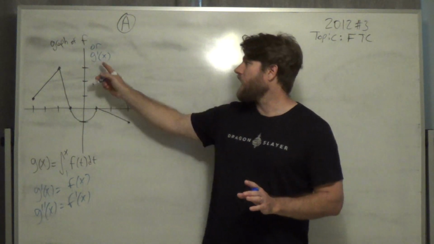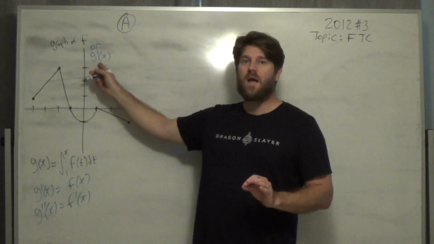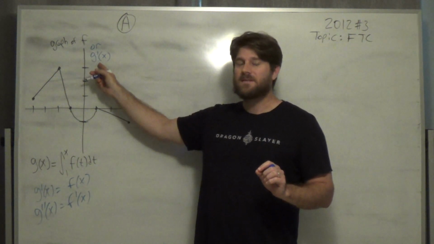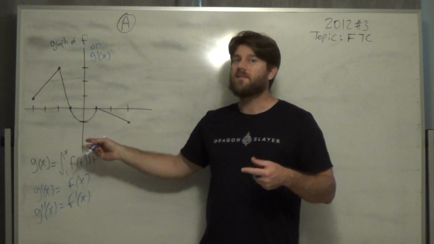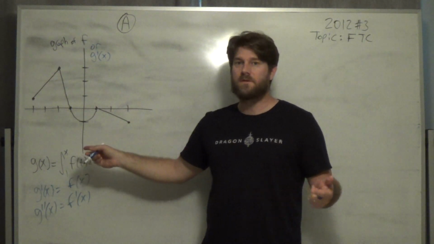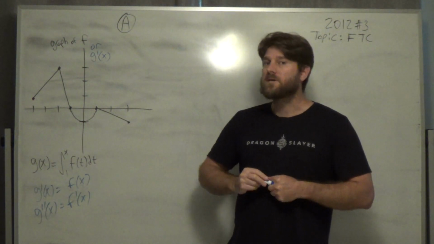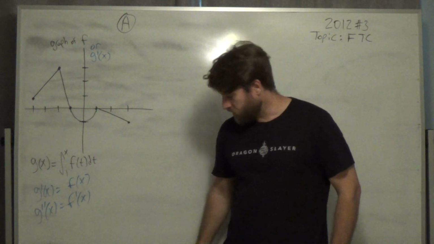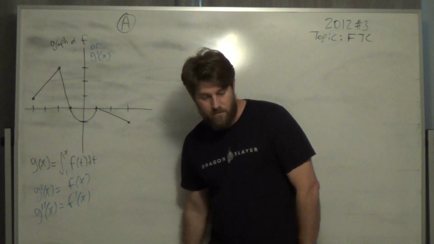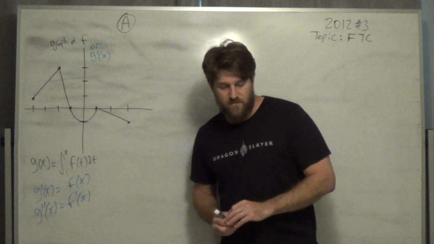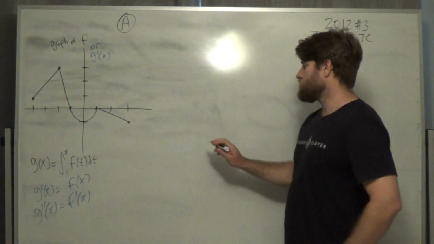Because remember, if I have the graph of g prime, I can make a sign chart of g prime, and then take its derivative and make a sign chart of its derivative, g double prime x, and that will answer most questions that they're going to ask. Okay, so let's go ahead and look at part A. Part A says find the value of g of 2.